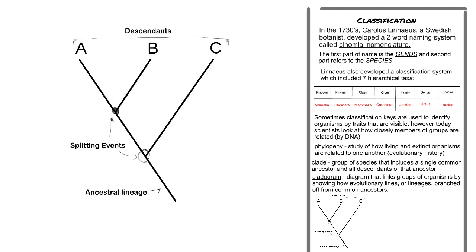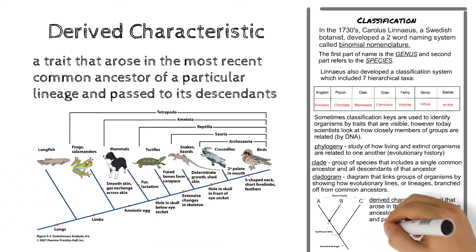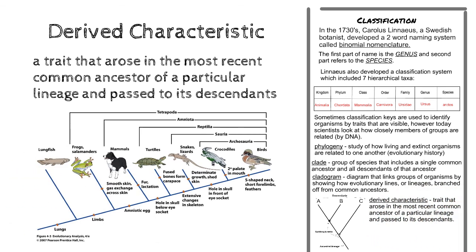A cladogram starts with an ancestral lineage that branches at splitting events to show descendants. A derived characteristic is a trait that arose in the most recent common ancestor of a particular lineage and passed traits to its descendants.